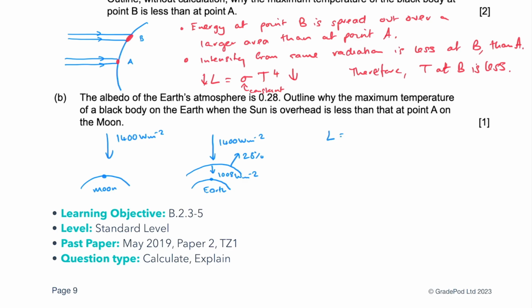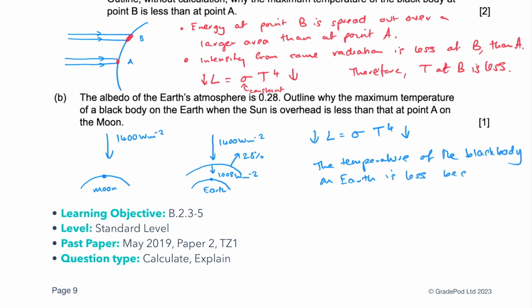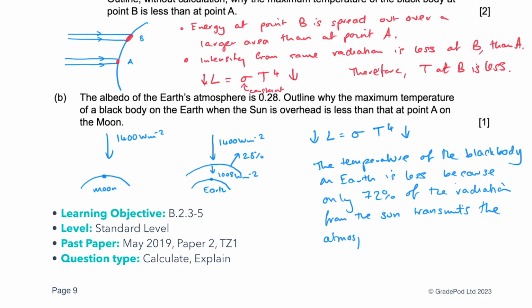And if there's less radiation being transmitted through, the temperature is less. So the temperature of the black body on Earth is less because only 72% of the radiation from the sun transmits through the atmosphere, whereas the moon does not have an atmosphere.